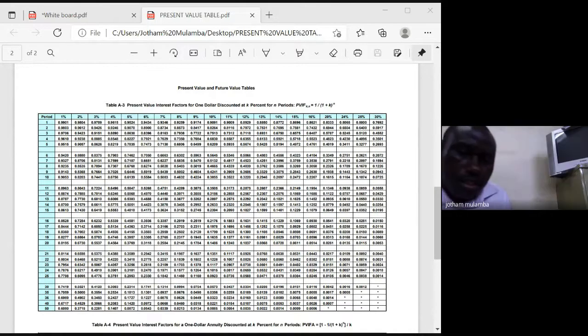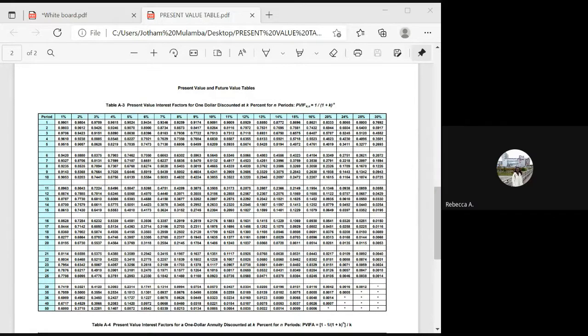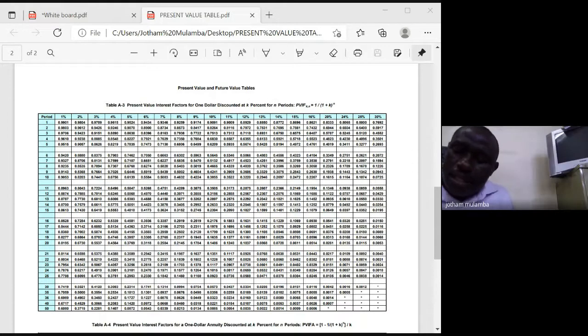Mwalimu, inside the bracket, it is 1 plus the percentage. 19 exactly, or 19 over 100? It's 19%, but you can convert into decimal. You just put 0.19. Thank you.